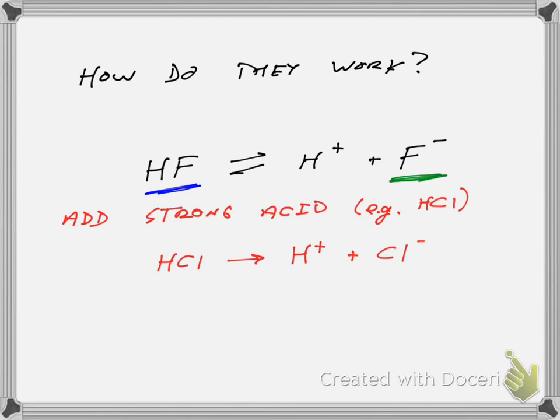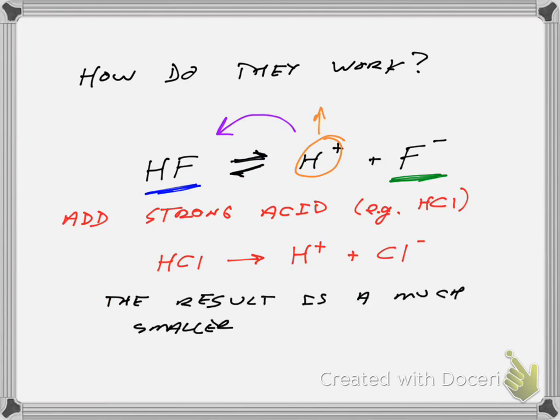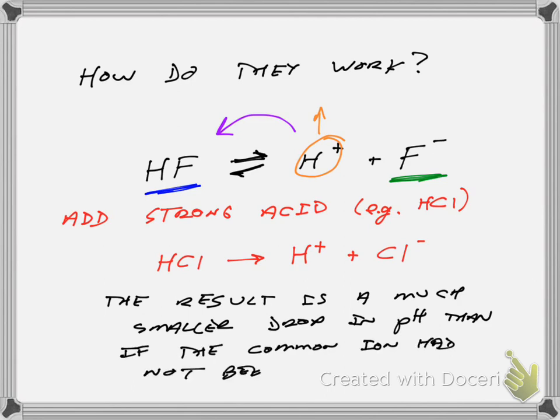But here's the beauty of having the common ion. If you have sodium fluoride, for example, another source of fluoride ions, then when you dump in these extra H plus ions, that concentration goes up, but then the fluoride ions combine with them to reform the weak acid. And so we do have a drop in pH, but it's much, much smaller than it would be had the common ion not been present. And so this is the functionality of the buffers.